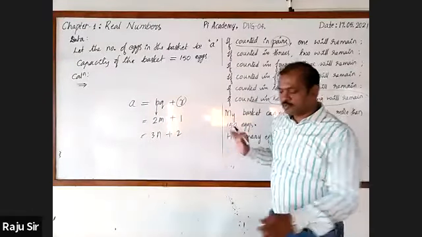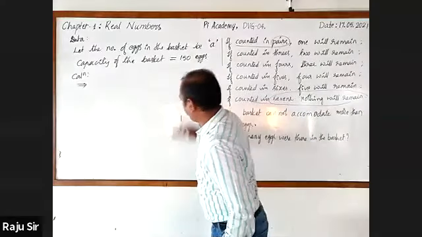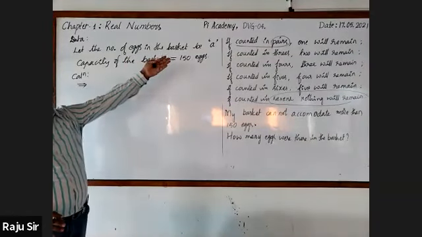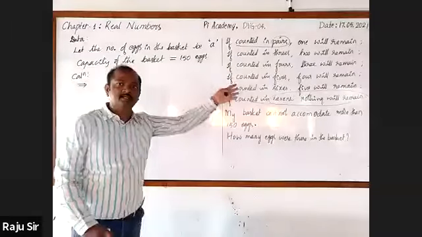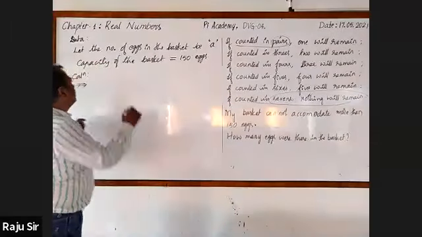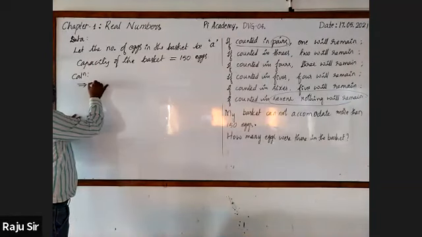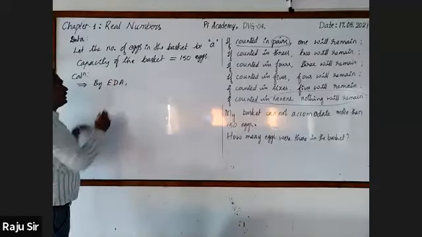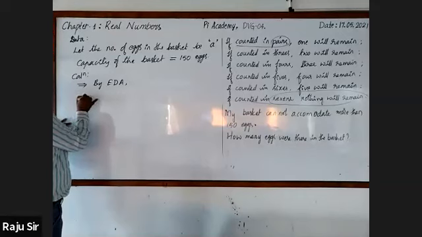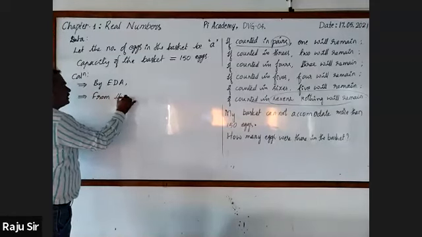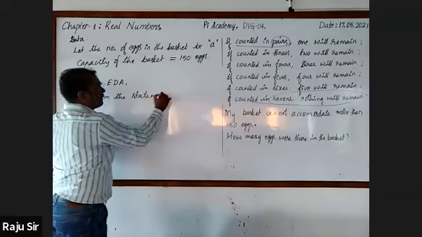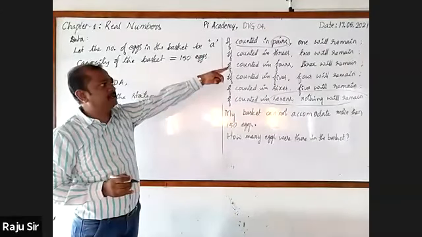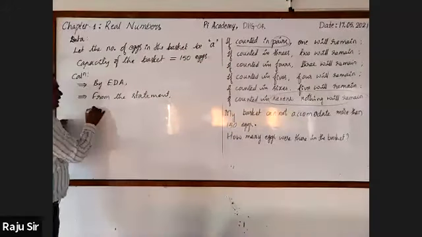Did you understand? Okay. Now, here I'll write. Let the number of x in the basket be a. As I said, you may take x also, y also, whatever letter you want. Here I'll write, by Euclid's division algorithm and from the given statement, that is, if counted in pairs, 1 will remain. That can be written like this.